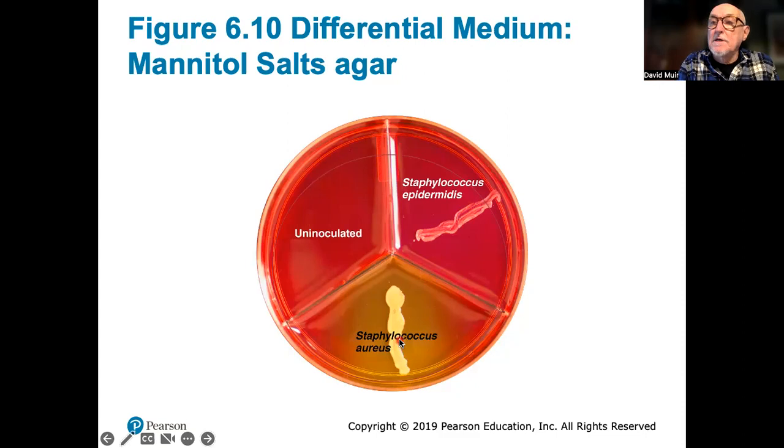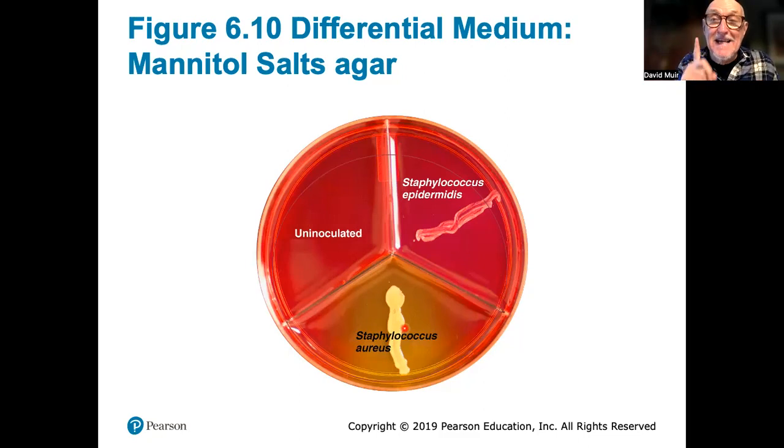Other things are not. Here, this sector of the plate says uninoculated. I could as well have inoculated this with E. coli and it would not grow. There are many, many other bacteria I could inoculate here that would also not grow. Mannitol salts is strongly selective for things like the Staphylococci and selects against things like E. coli, those sorts of things which don't live in a high salt environment.